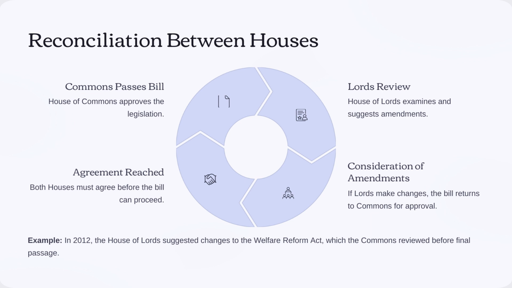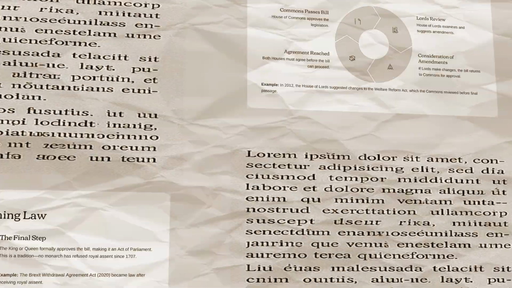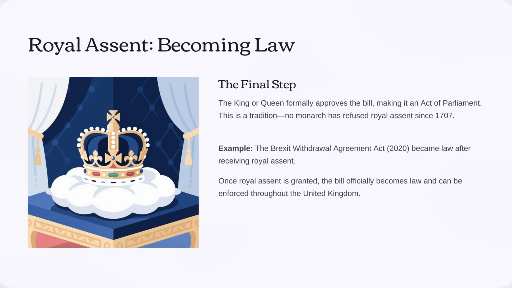Consideration of amendments. If Lords make changes, the bill returns to Commons for approval. Example. In 2012, the House of Lords suggested changes to the Welfare Reform Act, which the Commons reviewed before final passage.